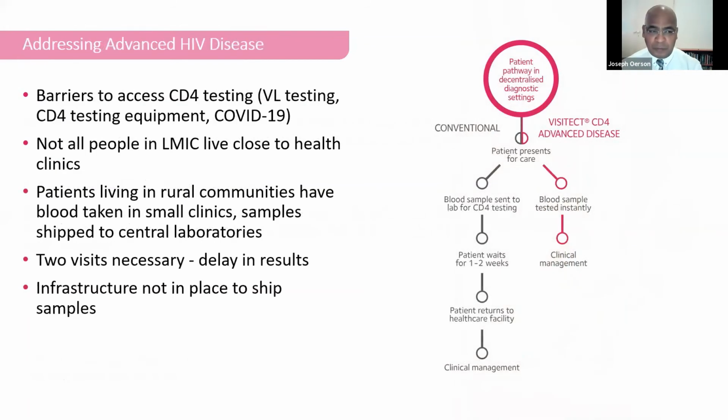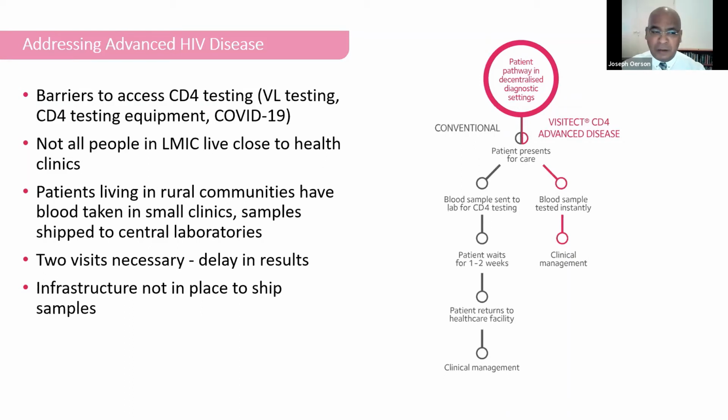Just talking very briefly about the barriers to advanced HIV disease and how they can be addressed. We know that there's been a focus on viral load, and that has resulted in CD4 disappearing into the background. It's also caused some of the infrastructure of CD4 to be demised, machines not being serviced, reagents not being available, and that has caused a barrier for CD4 right now.